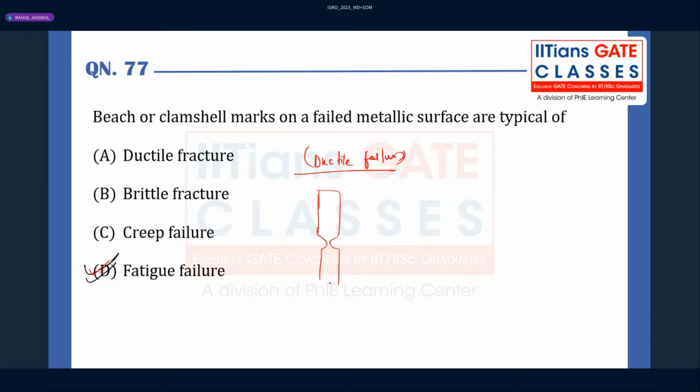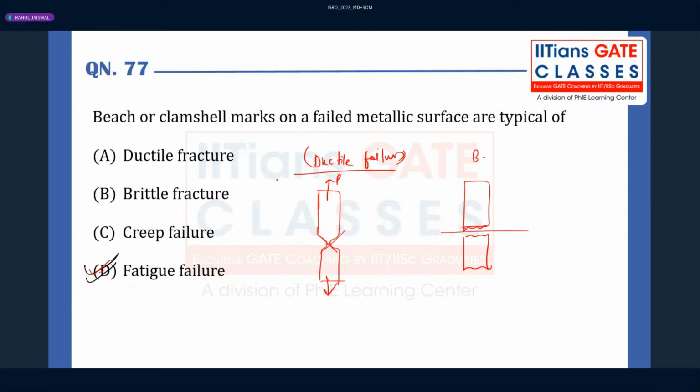We know that cup and cone fracture happens when a ductile material is subjected to tensile load. And for brittle material, it will fail like this: granular transfer fracture, like a chalk piece. When you just apply the tensile load, it will fail like this.